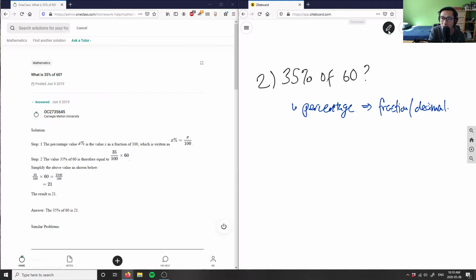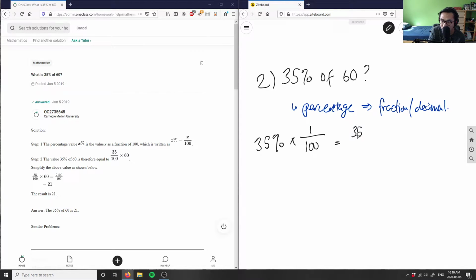So in this case, I would probably convert this into a fraction just so we can manually calculate it. If I have 35% here, I'm going to convert this into a fraction. I know that 100% here, I'm going to divide it by 100, right, if I want to convert this into a fraction.